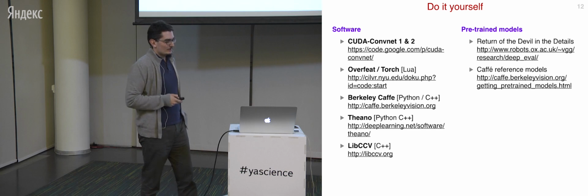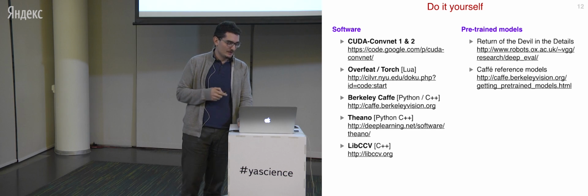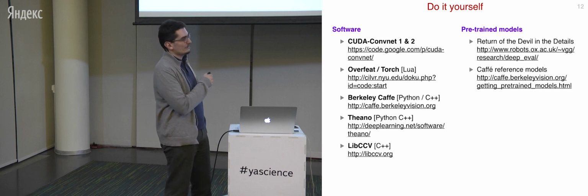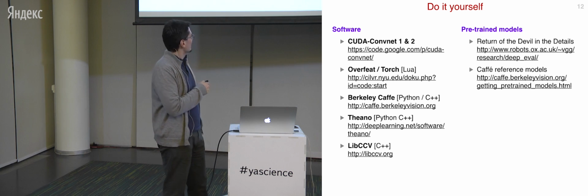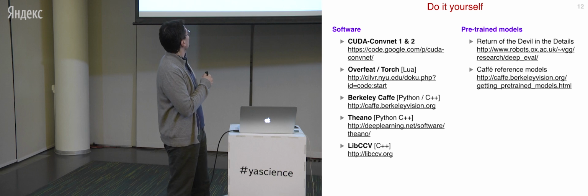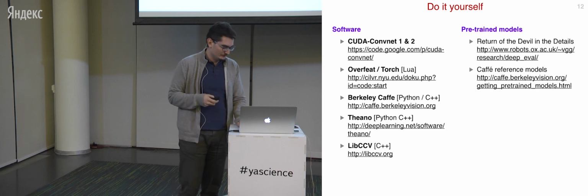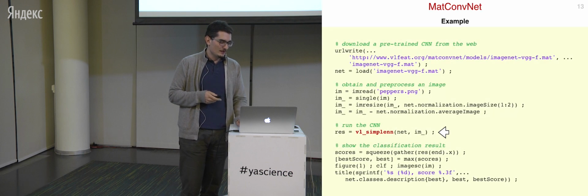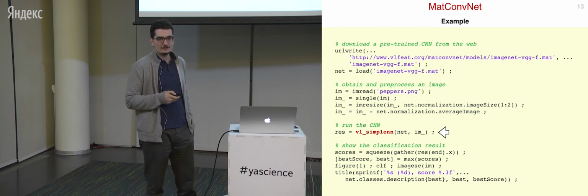There's plenty of software you can use to do it. Some of these packages are really good. I'm sure everyone knows about some of these, like Theano and Torch. Berkeley Caffe is very well known in computer vision in particular, whereas the other two are much more general. We also have our own toolbox, why not?